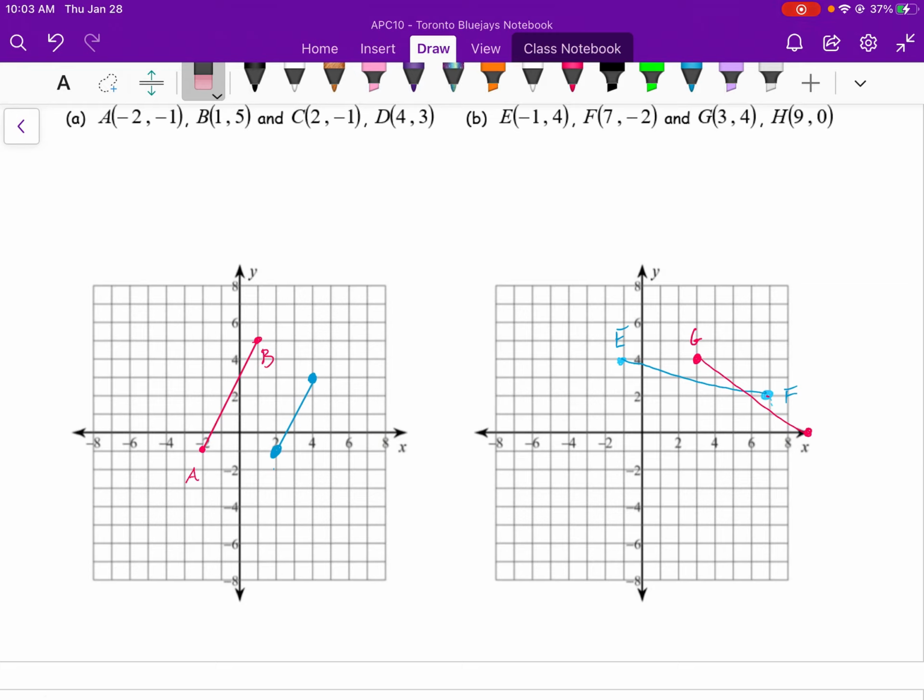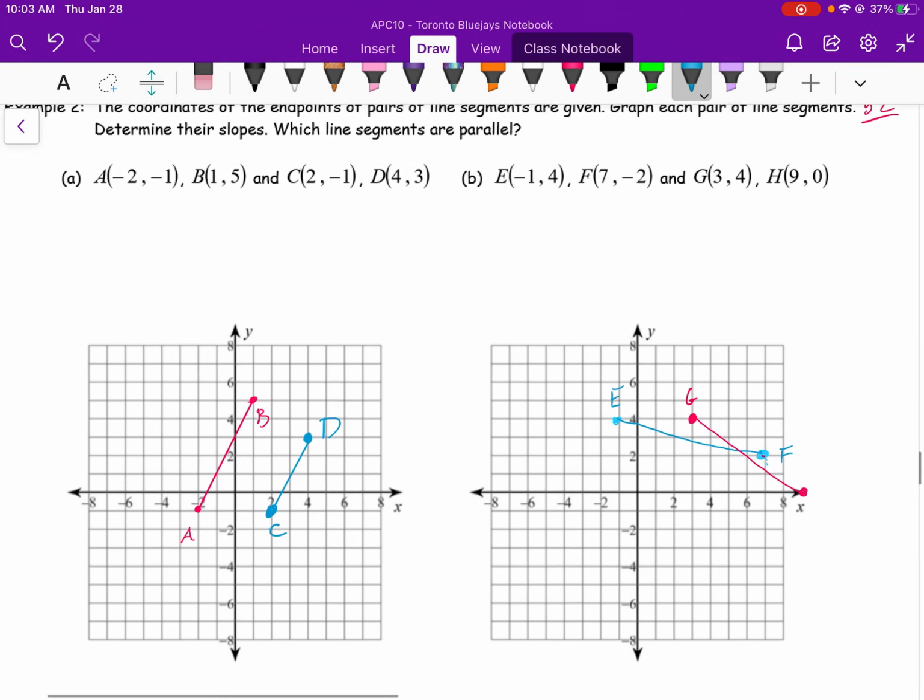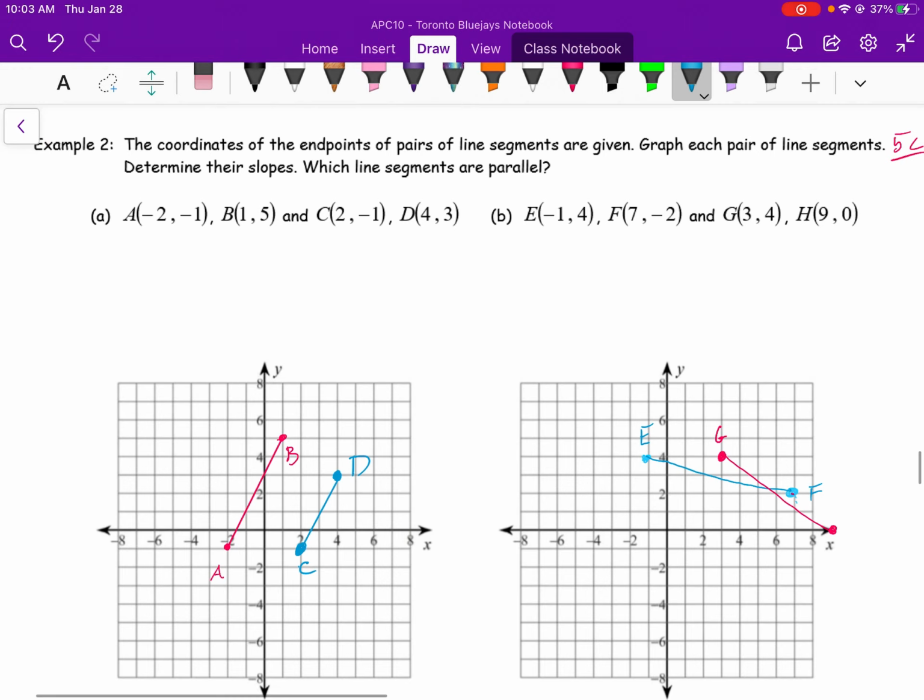All right, so I have graphed. I believe I've done a good job here. Very tricky. So first off, on first blush, I believe it looks like the slope of AB and CD are going to be the same. Example number 2, the coordinates of the endpoints of pairs of line segments are given. Graph each pair of line segments and determine their slopes. Which line segments are parallel?